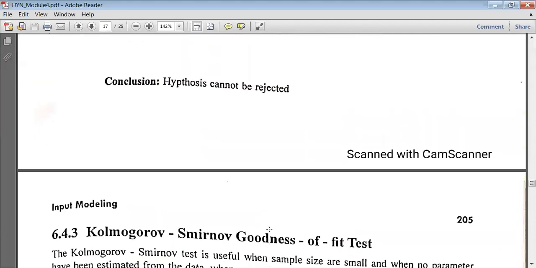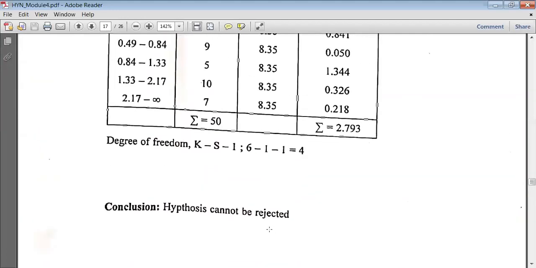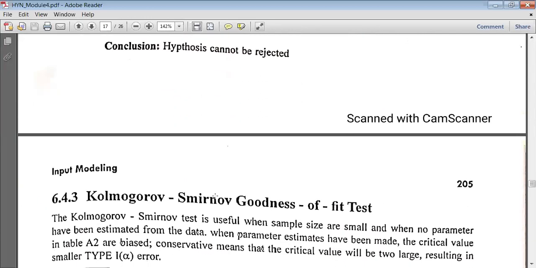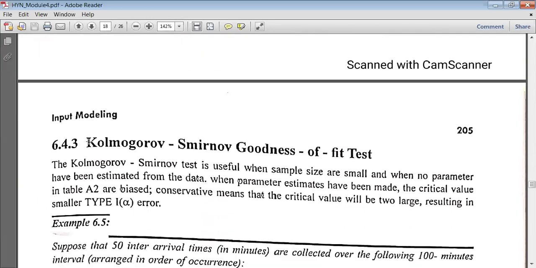This is with respect to the goodness of fit test for the chi-square test. Under the chi-square test, we are doing it for two types of distribution: one is Poisson distribution, the other is exponential distribution. In the next session, tomorrow's session, let us see how to make use of the Kolmogorov-Smirnov method for goodness of fit test. Thank you.